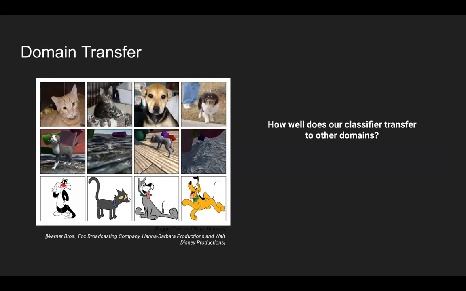It is also of interest to us how the model will perform when tested on other domains. We gather a dataset from publicly available images of cats and dogs from cartoons, as can be seen in the bottom row, and proceed to evaluate our models across each of the domains.